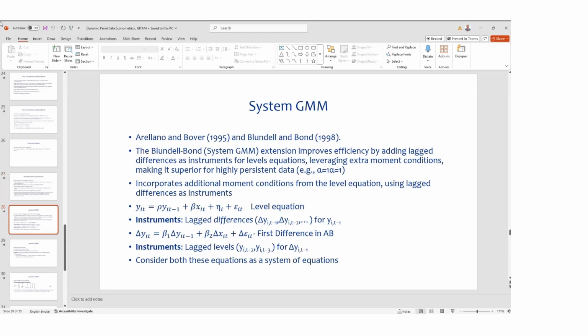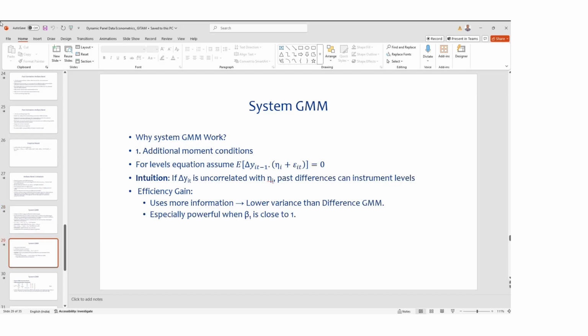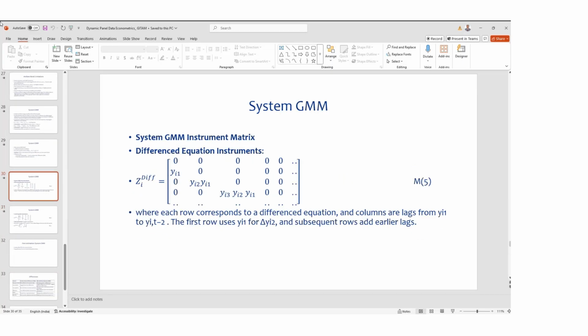Then comes system GMM. System GMM is an improvement over Arellano-Bond. What it does is that it incorporates the level equations also, and to overcome the problems with the level equations, it adds more instruments. What are the instruments that the level equation adds? Look at the lag differences. And what are the instruments added by the difference model? Here you are adding the lagged levels. That is what is given here.